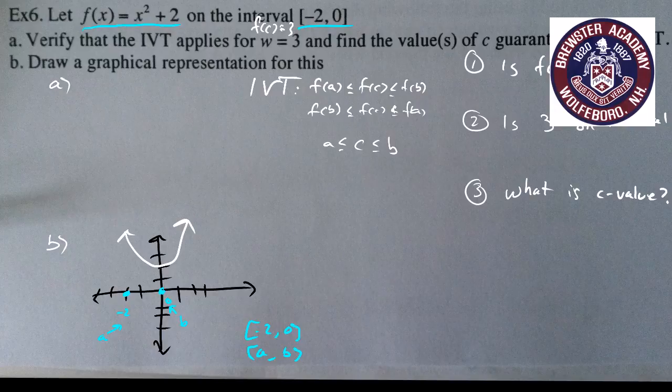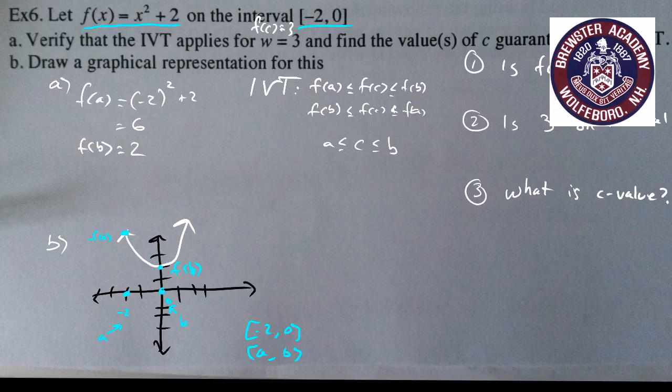Then our f of a is going to be the function value at negative 2. So what is f of a? f of a is equal to negative 2 squared plus 2, which equals 6. So if we plot that, 1, 2, 3, 4, 5, 6, we have 6 up here. This is our f of a value. And then our f of b is 0 squared plus 2, which is 2. If we plot that, we now have our f of a, our f of b, and our a and our b terms.